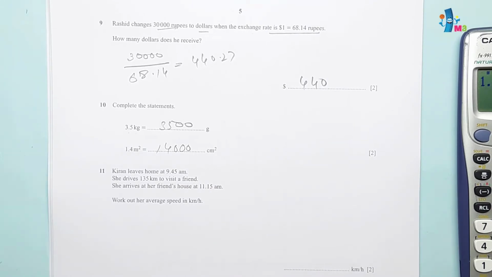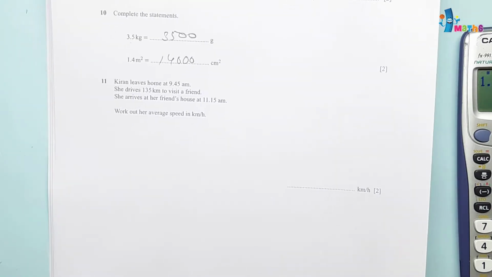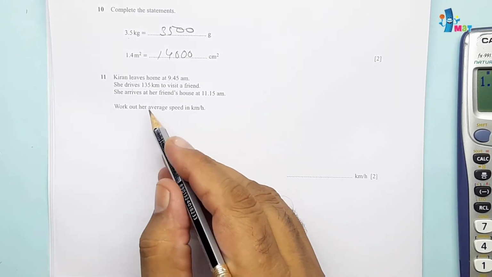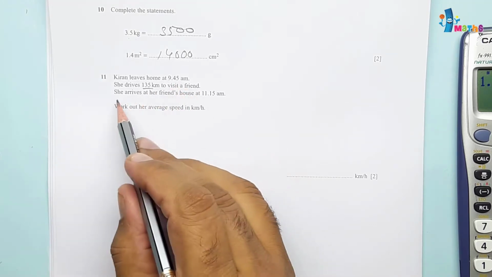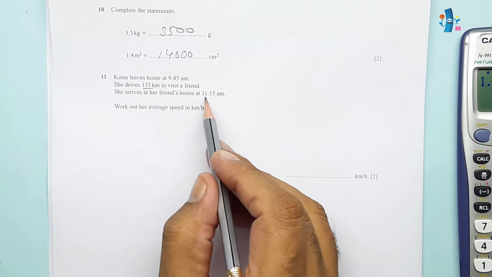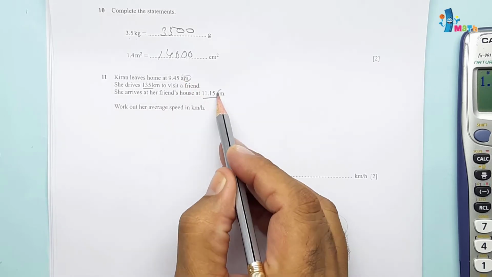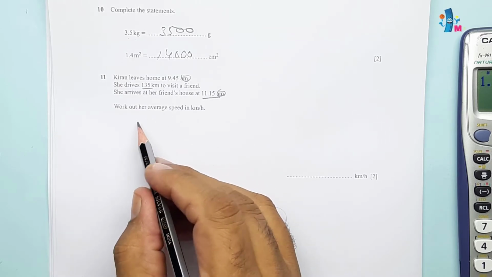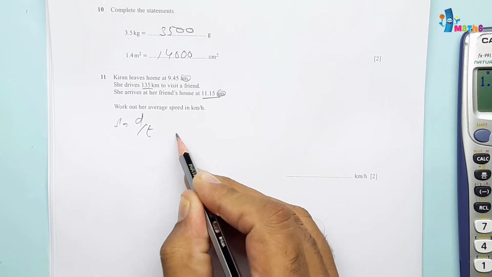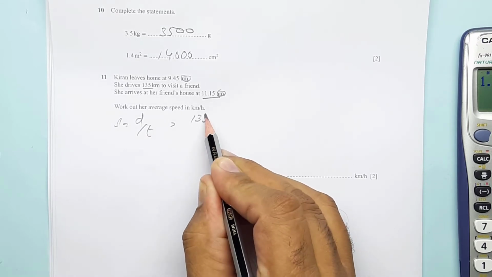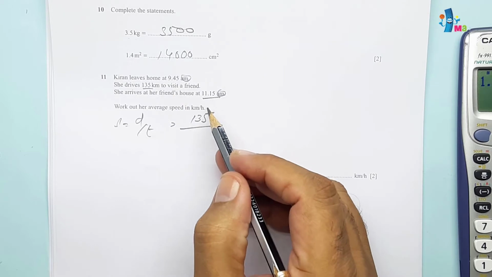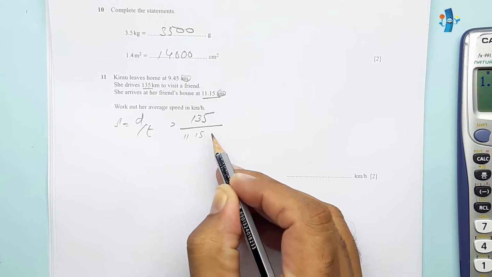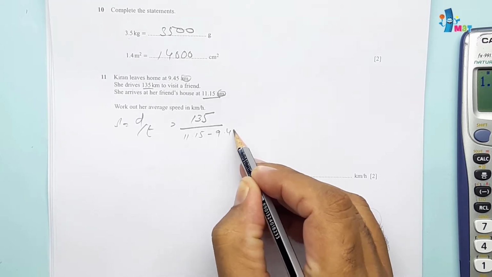Question number 11, Kiran leaves home at 9:45 a.m. She drives 135 kilometers, this is the distance, to visit a friend. She arrives at her friend's house at this time. This is AM, this is also AM. So work out her average speed. Speed, you know, is equal to distance over time, which is equal to 135 divided by this time, and time is 11:15 minus 9:45.